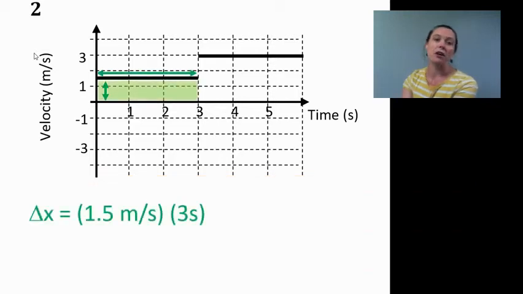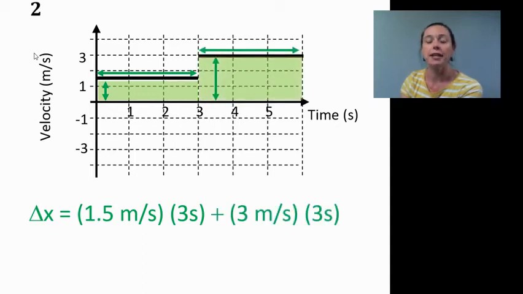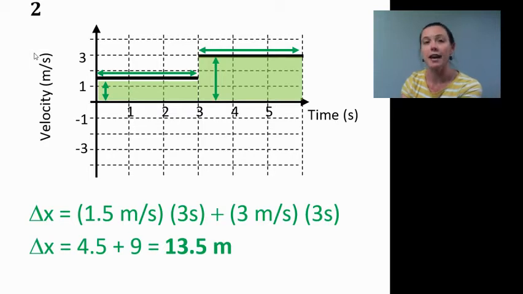In order to figure out the distance that this object will travel, we divide this area into 2 sections. First, we consider the portion of the motion where the object was moving more slowly, 1.5 meters per second times 3 seconds. Then we consider the time where the object was moving more quickly, 3 meters per second for 3 seconds. Multiplying these values and then adding them together, we find that this object will have moved 13.5 meters during this time interval.